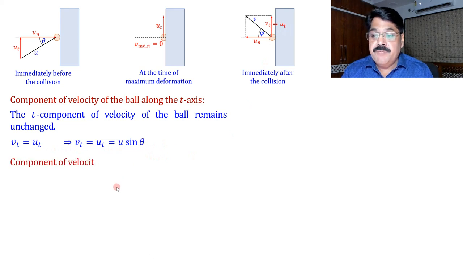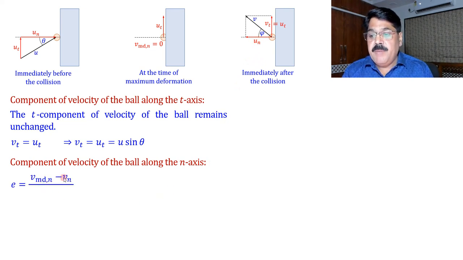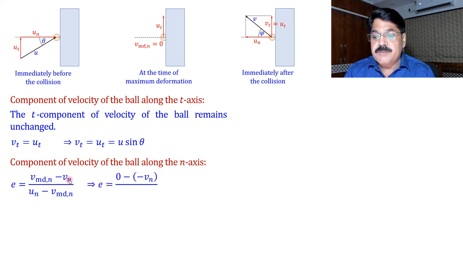Now the component of velocity of the ball along the n-axis. Please write it as Vn. There is a typing mistake; it is not Un, it is Vn. Now e is equal to (Vmd,n minus Vn) upon (Un minus Vmd,n). What is Vmd,n? It is the velocity of the ball at the time of maximum deformation, and we know it is 0. Now substituting values, what do we get? e is equal to (0 minus Vn) upon (Un minus 0). So what we obtain is Vn is equal to e Un.